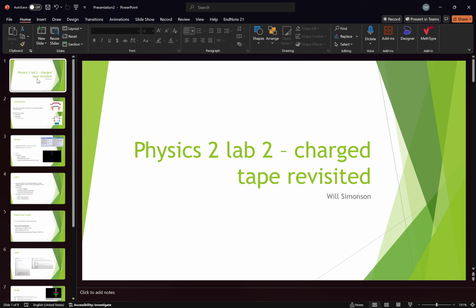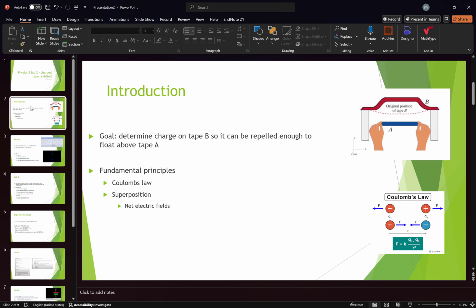Hello, my name is Will Simonson, and today I will be going over the Physics 2 Lab 2 Charge Tape Revisited. For this lab, the introduction, the goal was to determine the charge on tape B, as you can see in the picture in the top right, so that it can be repelled enough to float above tape A.